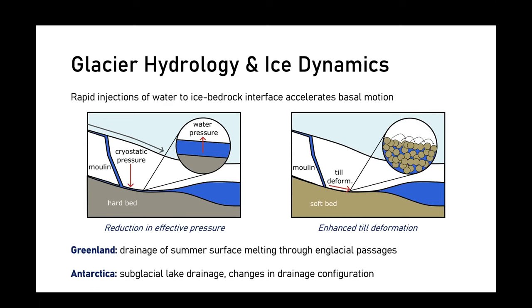And in Antarctica, we don't have as widespread connections between the surface and the base of a glacier, but we do have the importance of subglacial hydrology, whether this be due to, say, subglacial lake drainage. And this is also not even mentioning the effects of superglacial hydrology on hydrofracturing and ice shelf collapse. So all in all, we have quite an importance on glacier hydrology for ice sheet dynamics.